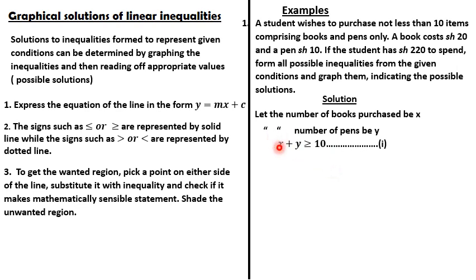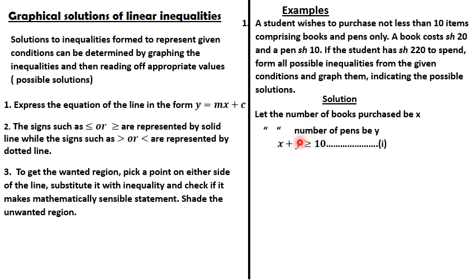That is, the number of books plus the number of pens should be greater than or equal to 10, because you are told it should not be less than 10 items. So the total number of items purchased must be greater than or equal to 10.